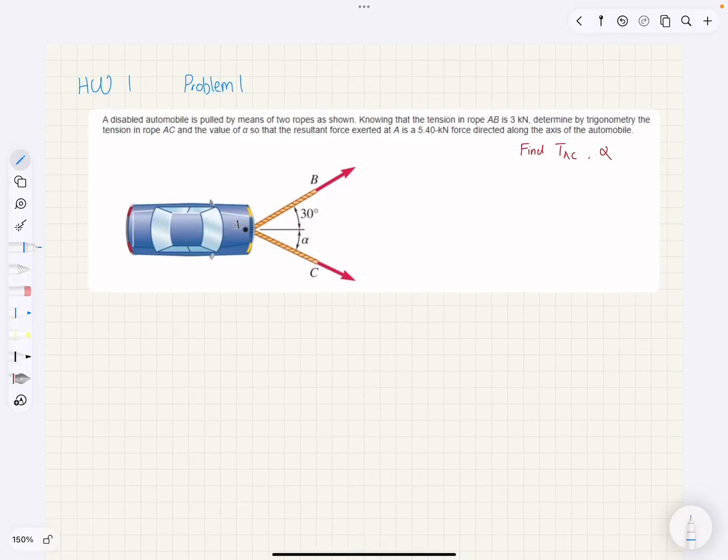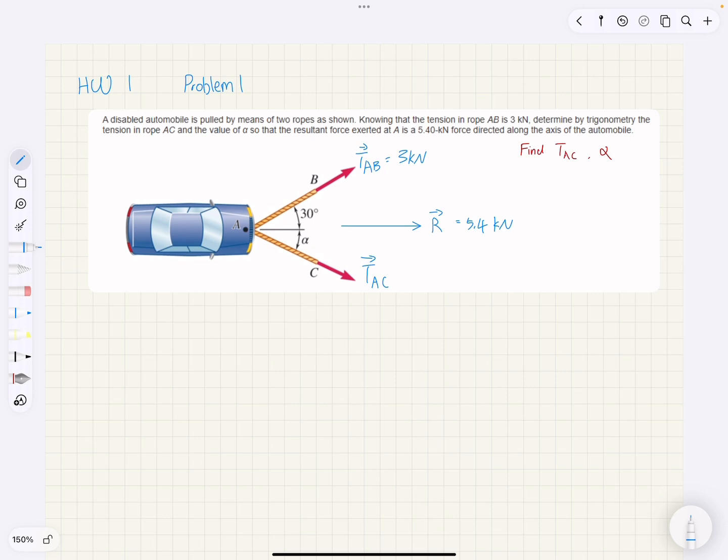So here we have a disabled automobile that is pulled by two ropes. One is rope AB, which has a force of 3 kilonewtons, and another one, TAC, with an angle of alpha. The resultant force will be, let's say, R, equal to 5.4 kilonewtons. And we need to find force AC and the angle alpha.